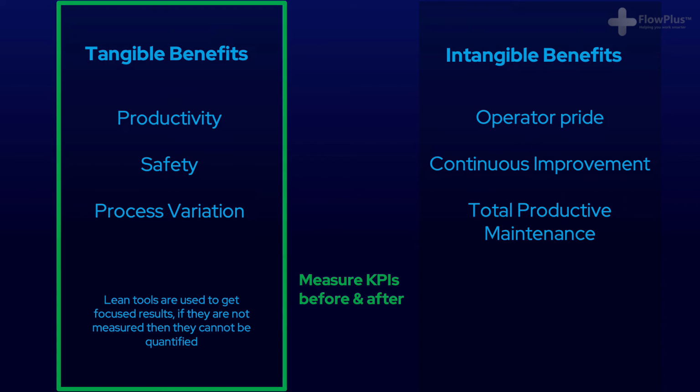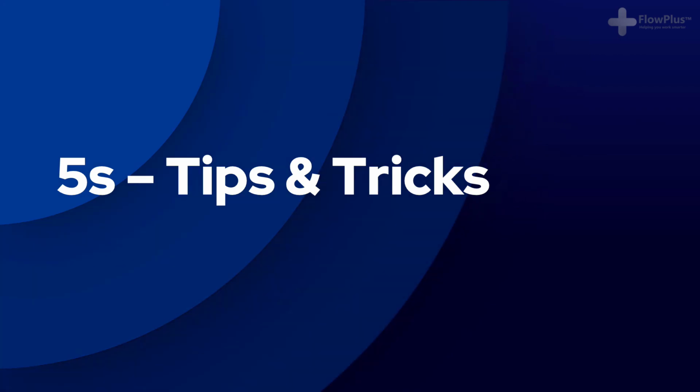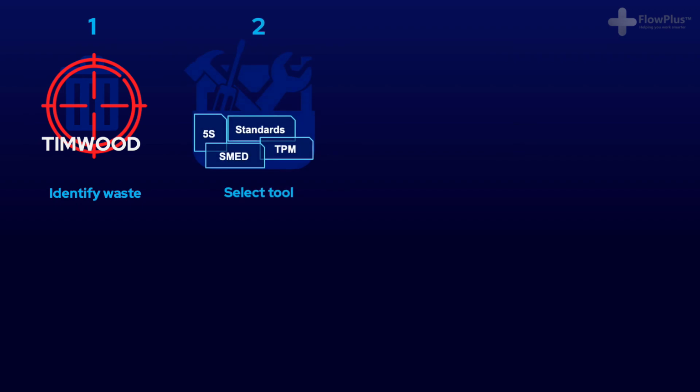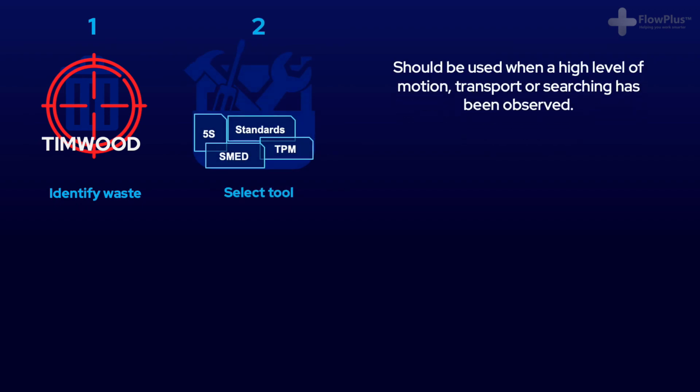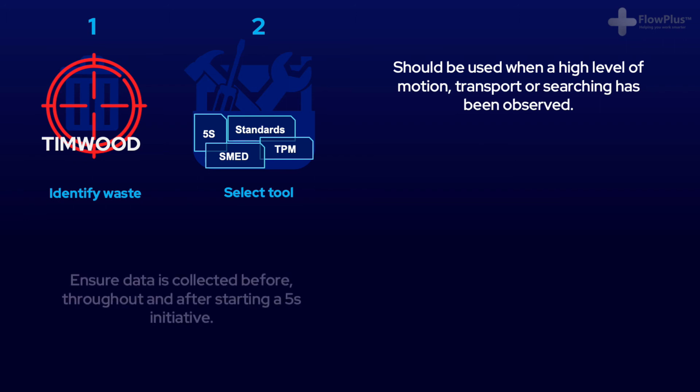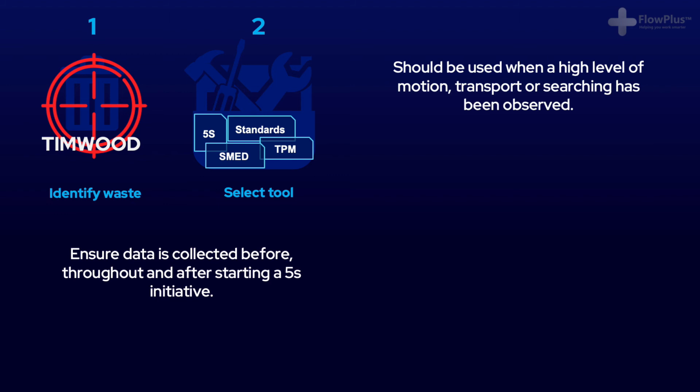So, now we know the methodology of 5S, how do we kick off a 5S initiative within our business? Firstly, as said before, 5S should be used when a high level of motion, transport and searching has been observed within a process. I cannot stress this enough, that 5S should not be thrown at a team with a "we're doing 5S as it's a new tool I've learned" attitude. It should be the result of data collection and analysis.